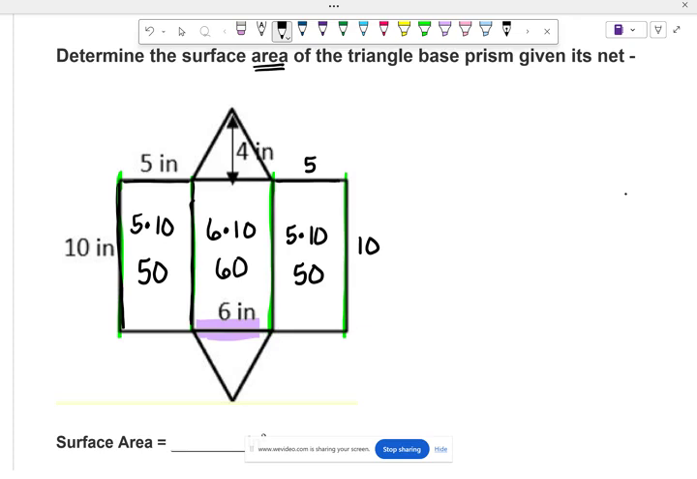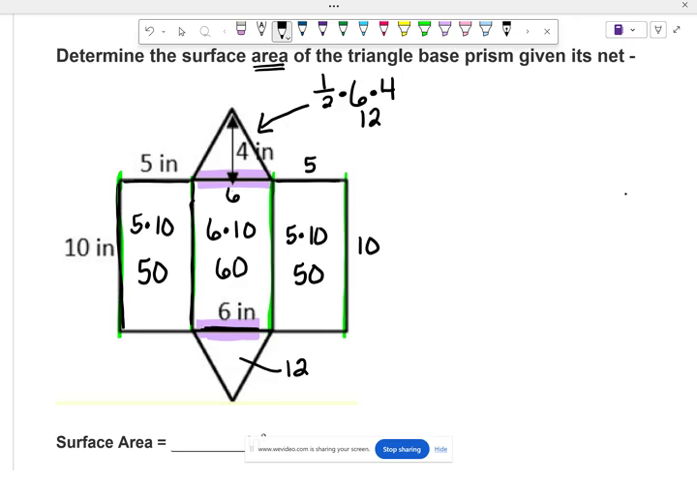And finally, if the bottom down here, this purple side, if it's 6, what does the top one have to be? It also has to be 6. So the area of this triangle would be 1/2 times its base, 6, times its height, 4. That would give us 12 for this triangle at the top. And the triangle at the bottom has to be the same thing, so it would also be 12.